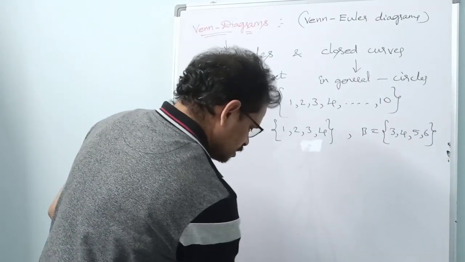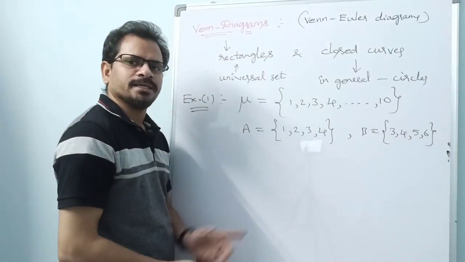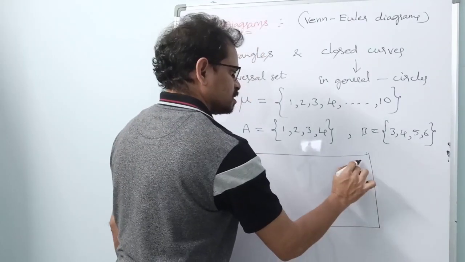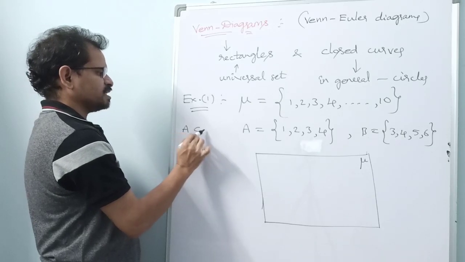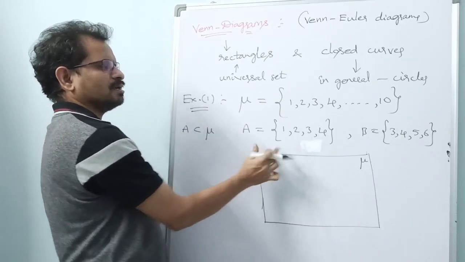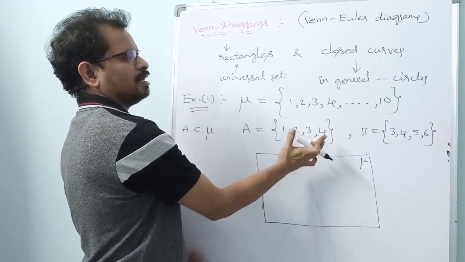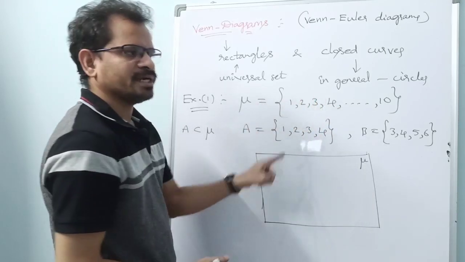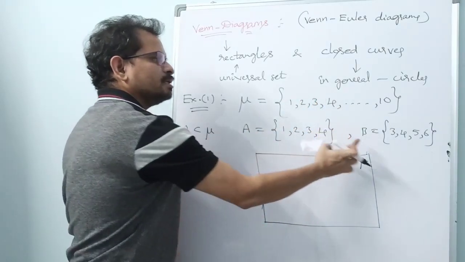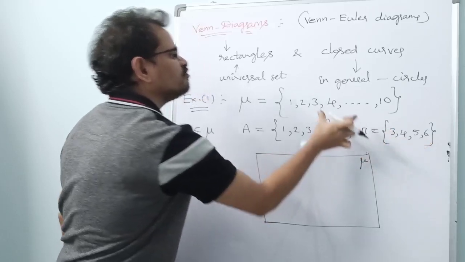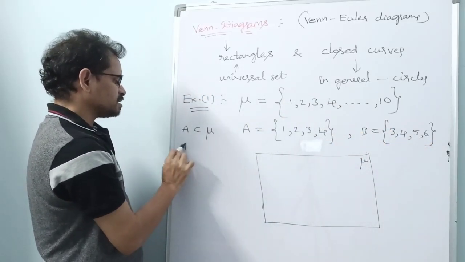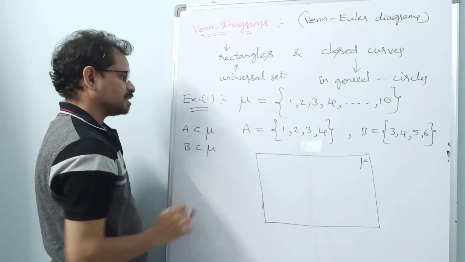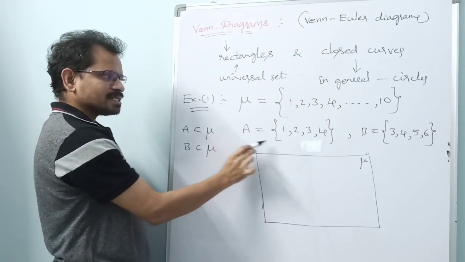Now how can we represent this using Venn diagrams? This is universal set mu. Here A is a subset of mu. Why? Because all the elements of A are also elements of mu. Therefore it is a subset of mu. Then what about B? 3, 4, 5, 6. All the elements of B are elements of universal set mu. Therefore B is also a subset of mu. Then is A a subset of B?